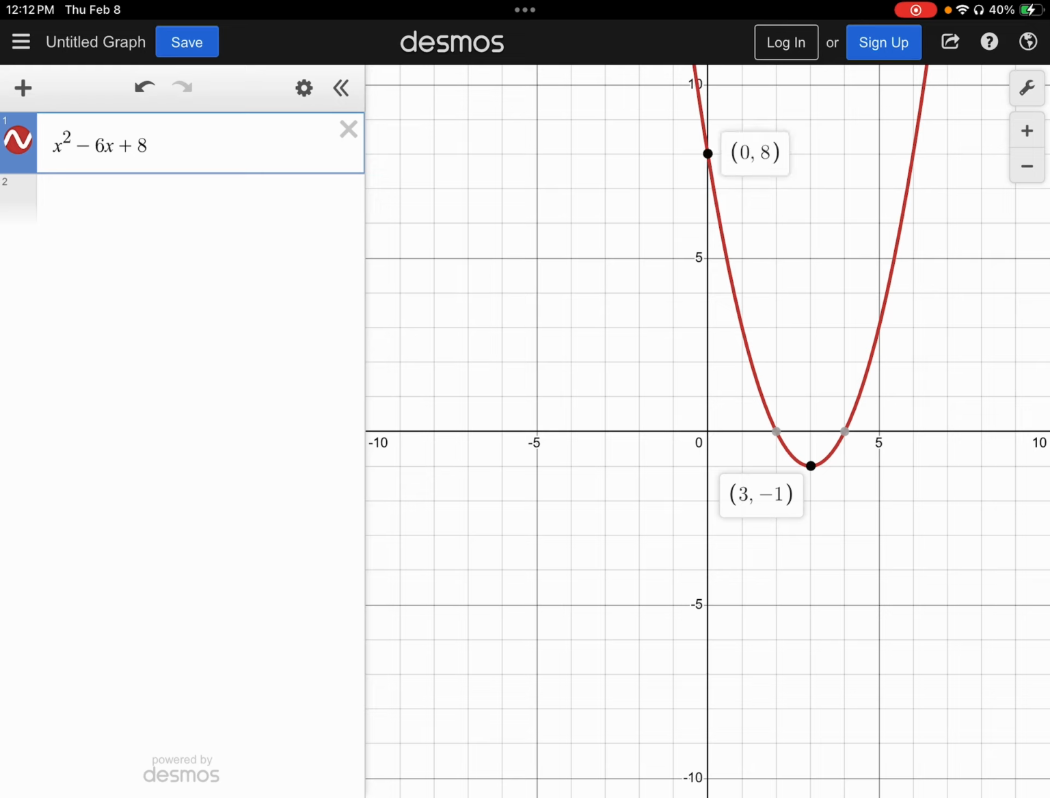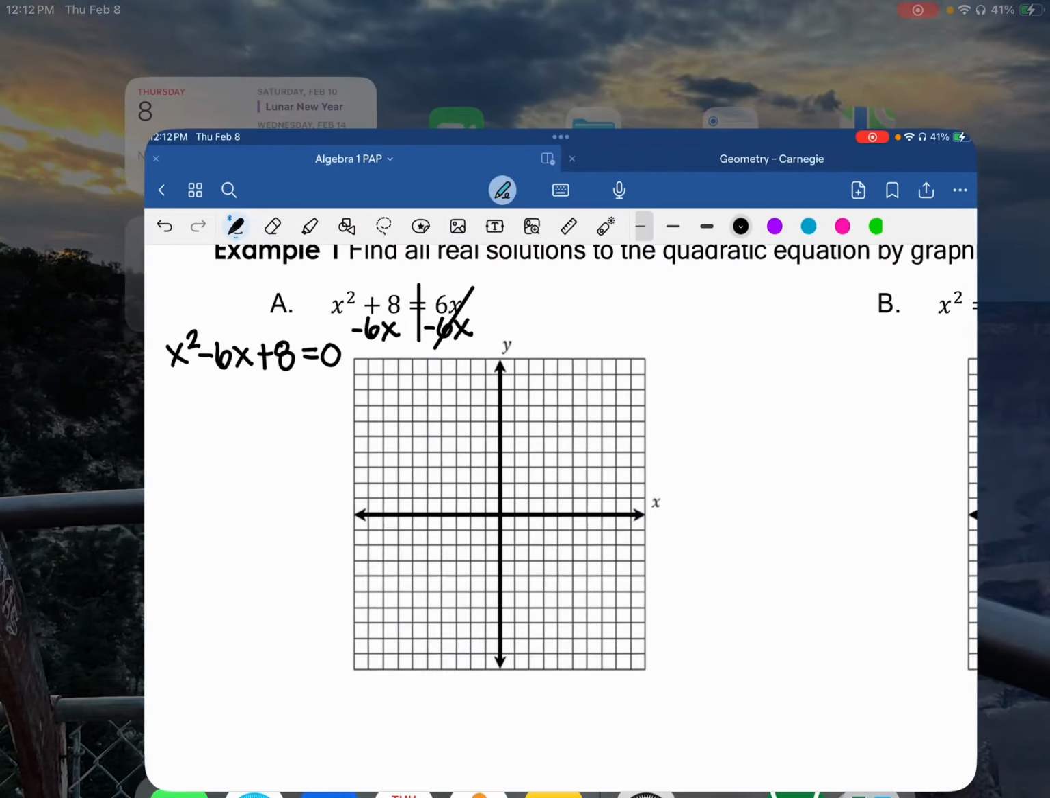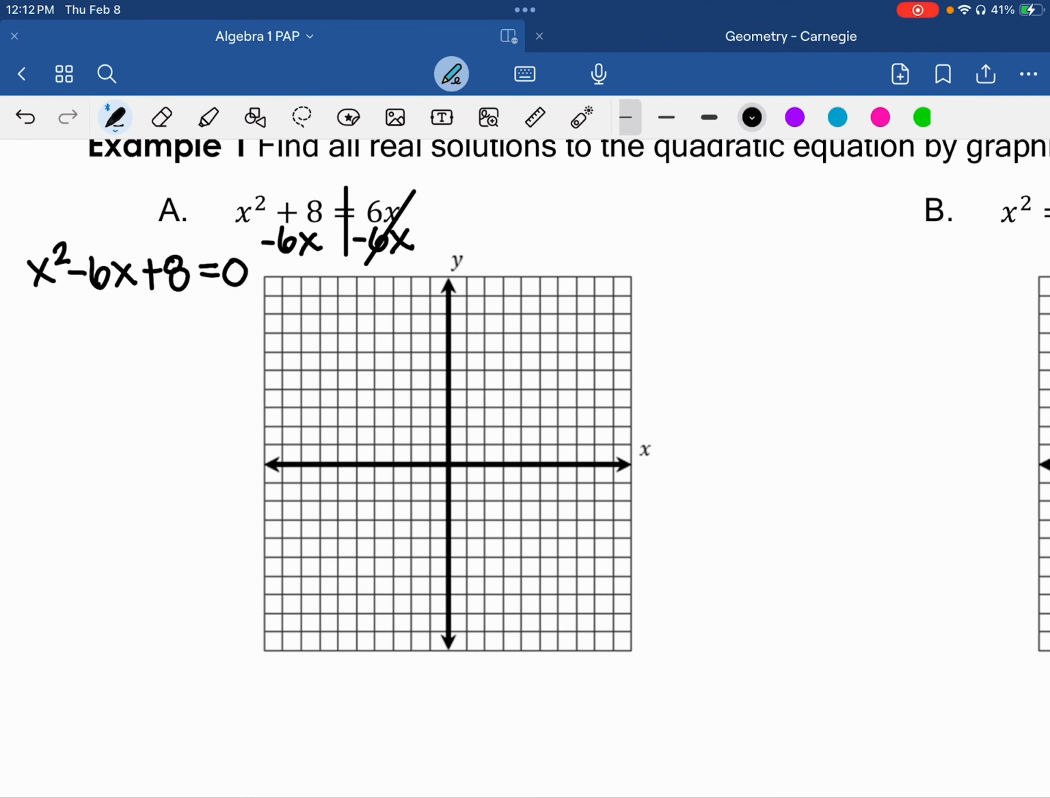These two points here that you see on the screen are really just for graphing purposes, to make my graph look better. The two numbers that I need from my graph right now are these two right here, (2, 0) and (4, 0). Let's go back to our graph, and I'm going to put my two intercepts at (2, 0) and (4, 0).